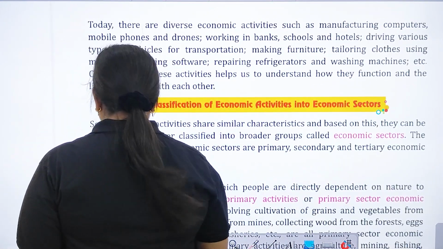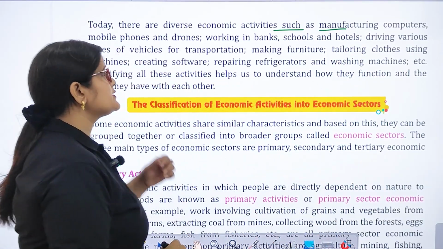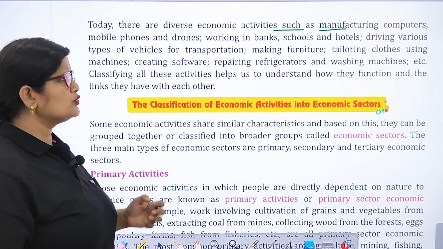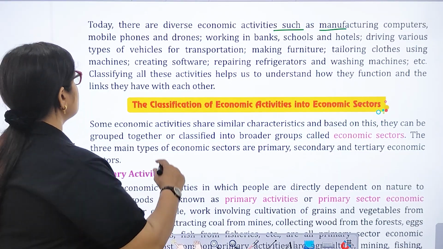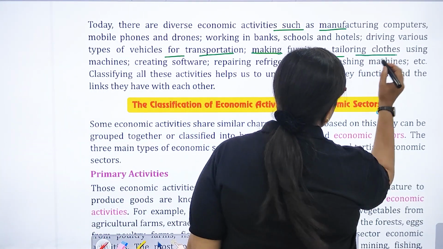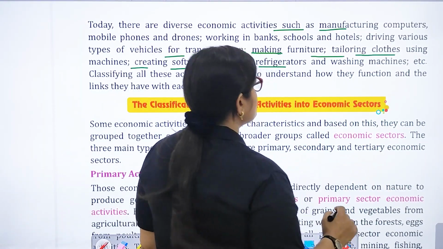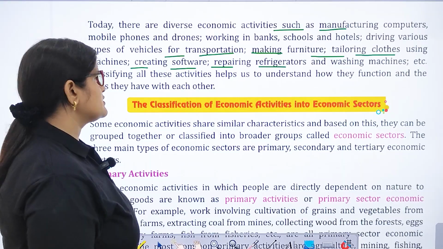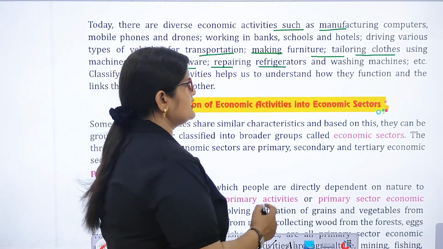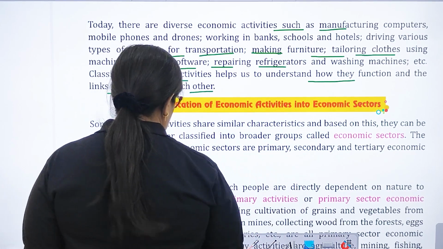Today, there are diverse economic activities such as manufacturing computers, mobile phones and drones, working in banks, schools and hotels, driving various types of vehicles for transportation, making furniture, tailoring clothes, using machines, creating software, repairing refrigerators and washing machines, etc. Classifying all these activities helps us to understand how they function and the links they have with each other.